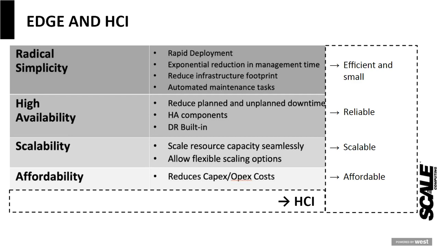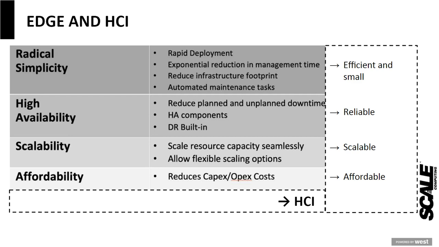So if we think about the edge and HCI, and we go back to some of those ideas, and I added the word radical because when you're going to the edge where you may not have computing expertise or be even geographically close resources when there's issues, you need to have something that's simple so that the least common denominator of technological ability would be able to go and solve the problem.